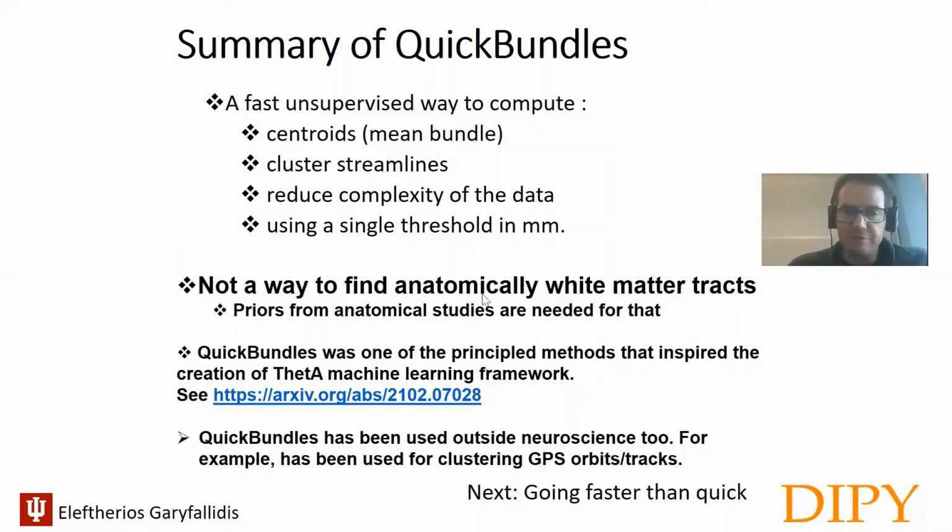QuickBundles is not a way to find anatomically described white matter tracks, because those need priors from anatomical studies.